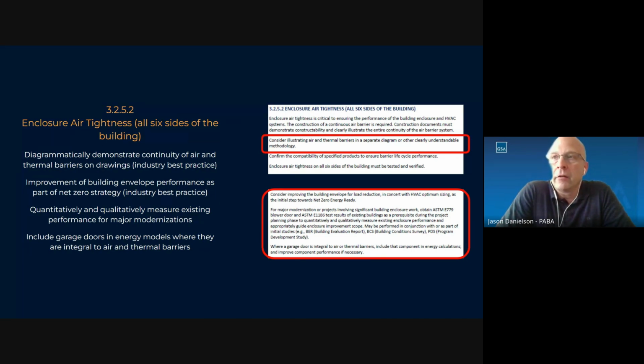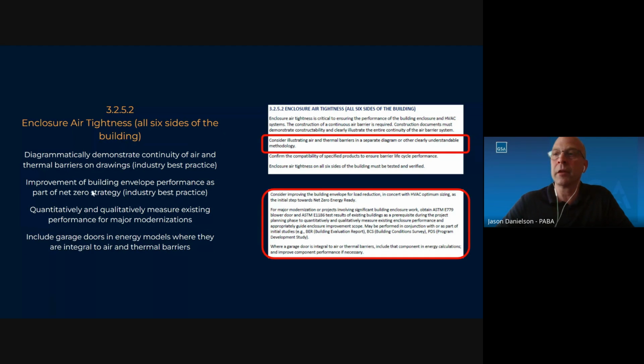3.2.5.2 air enclosure air tightness again, and this is the narrative portion of this, and this is saying to consider diagrammatically demonstrating the continuity of the air and thermal barriers on the drawings. And this is an industry best practice. Right now, we're saying it's a consider, it's not a requirement, so make sure you check that. A couple of these at this point are just proposing that as far as making it a requirement.